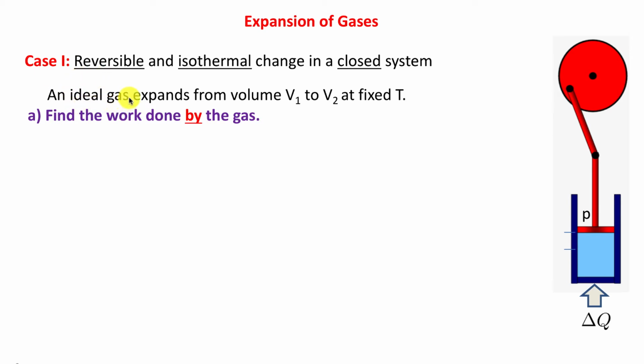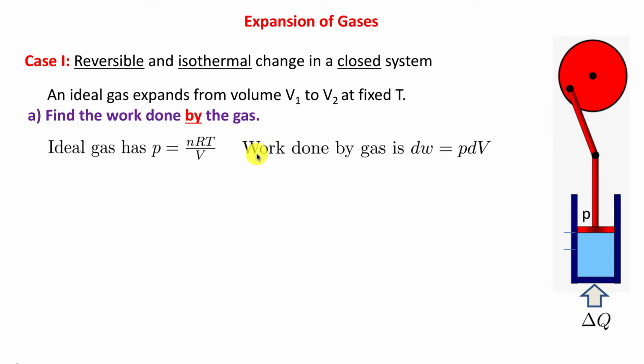And now, to be more definite, let's assume that this is an ideal gas. Ideal meaning that the molecules don't collide with each other, and this obeys PV equals NKT. So this ideal gas expands from volume V1 to volume V2, and the temperature is fixed. So the walls of this container are at fixed temperature. We are asked to find the work done by the gas. This is just to repeat that the ideal gas has got PV equals nRT, n is the number of moles.